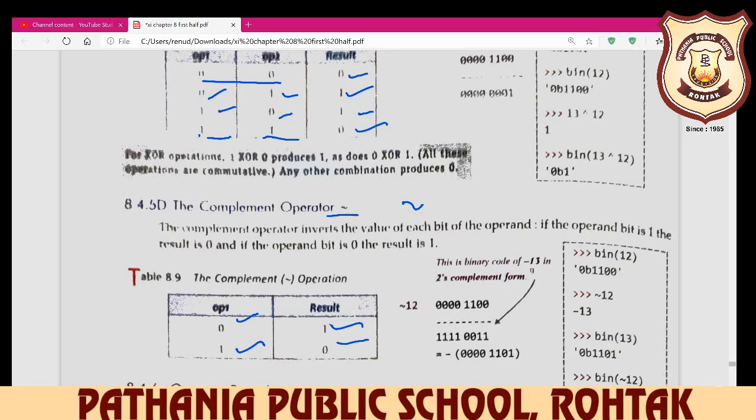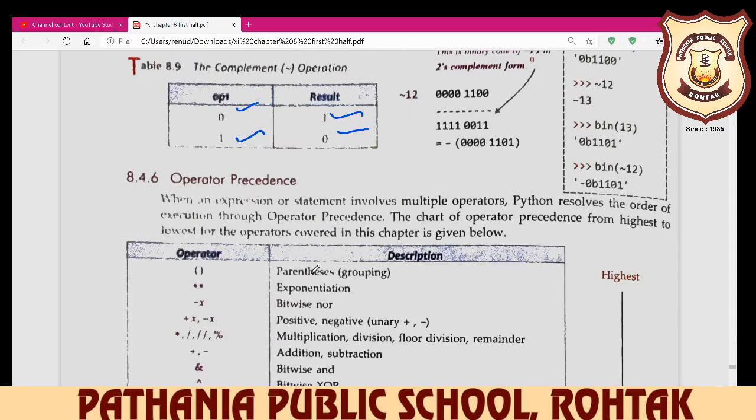Operator precedence means how your statement will be solved, and your statement always resolves with the help of the BODMAS formula. So first you clear the parentheses, after that exponentiation, then bitwise NOT, then the positive and negative unary operators, and these are all operators. So one by one we solve it. When an expression, meaning a complete statement, involves multiple operators, Python resolves the order of execution through operator precedence.